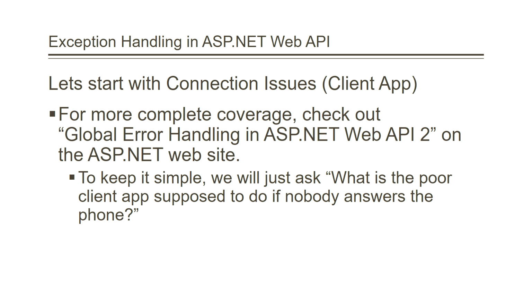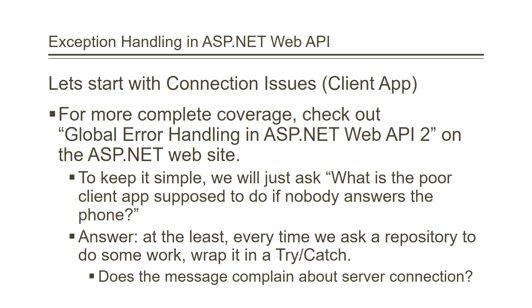What's our poor little client application supposed to do if it calls out, Mr. Web API, and nobody answers, right? There's nobody home. Well, okay. So the very quick answer to that is every time we're going to ask a repository, this isn't something we put in the repository, but when we ask the repository to call the database, right? Then we just always wrap that in a try-catch. That's one tried and proven approach. Get the pun there.